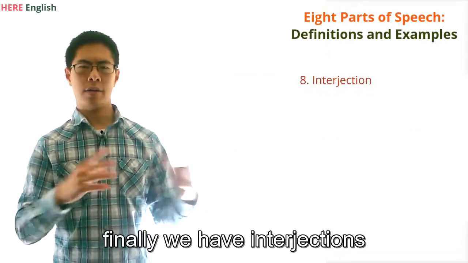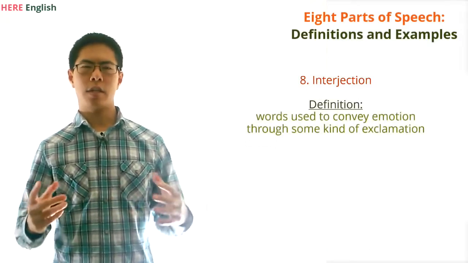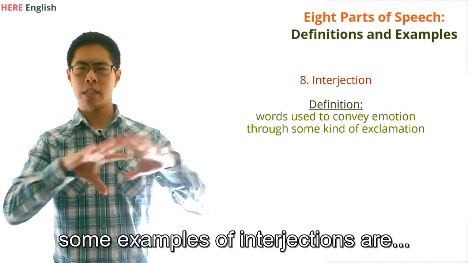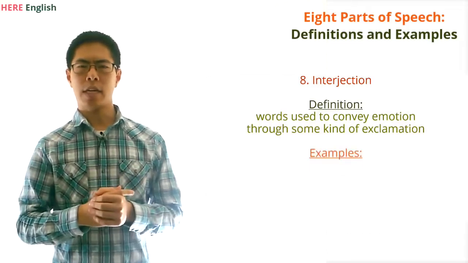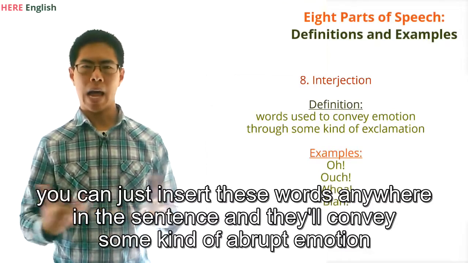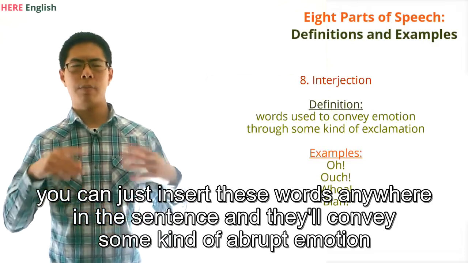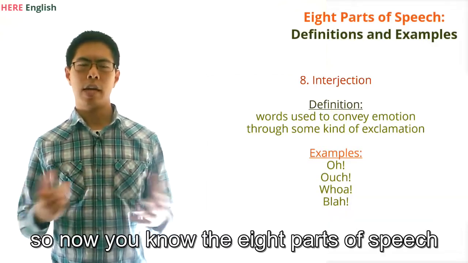Finally, we have interjections. What are interjections? Interjections are words used to convey emotion through some kind of exclamation. Some examples of interjections are, oh, ouch, whoa, and blah. You can just insert these words anywhere in a sentence, and they'll convey some kind of abrupt emotion. So now you know the 8 parts of speech.